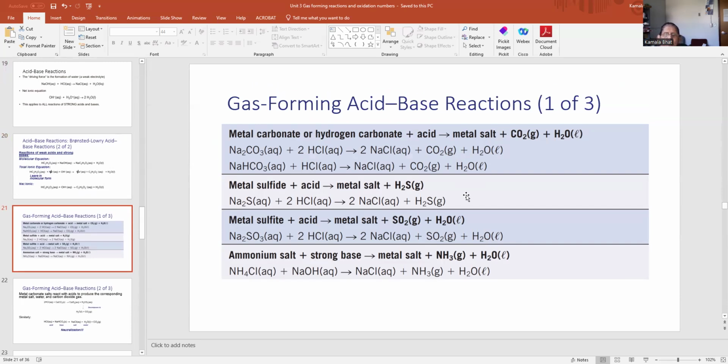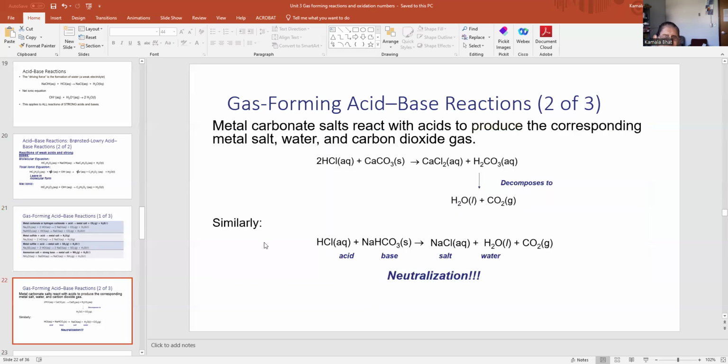Gas-forming reactions: a metal carbonate or hydrogen carbonate plus acid gives you a metal salt, carbon dioxide, and water. A metal sulfide plus acid will give a salt and hydrogen sulfide gas. And a metal sulfite plus acid will give a metal salt plus the corresponding sulfur dioxide and water. Ammonium salt, when it reacts with a strong base, produces ammonia gas and water. So these are some of the characteristic reactions that you have to know.